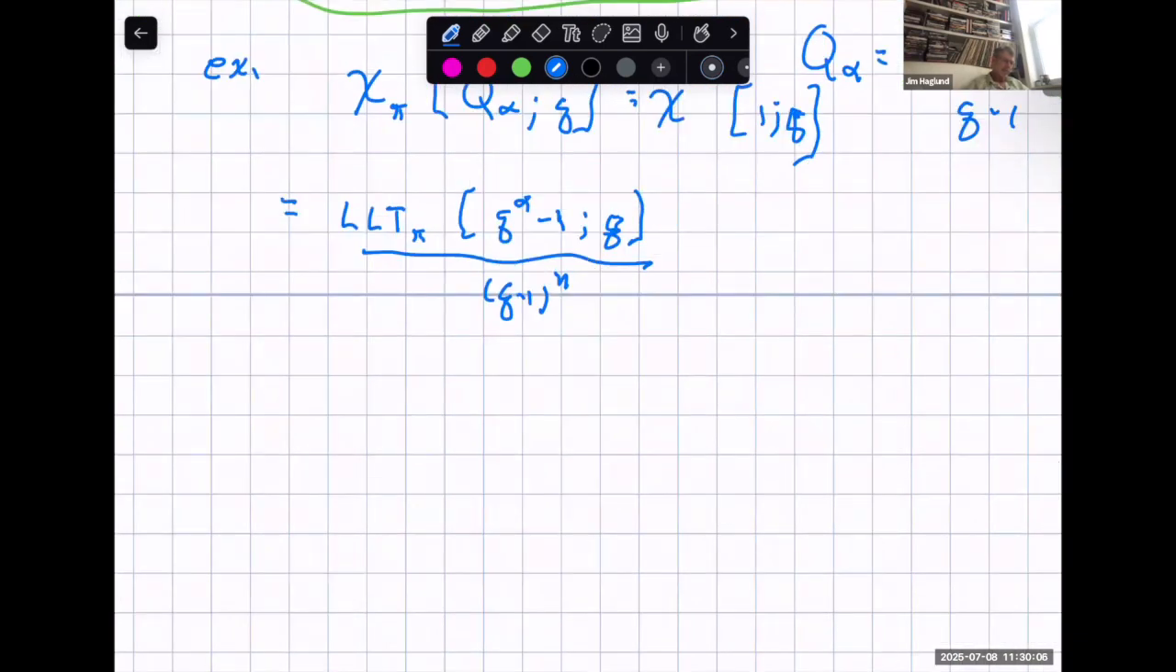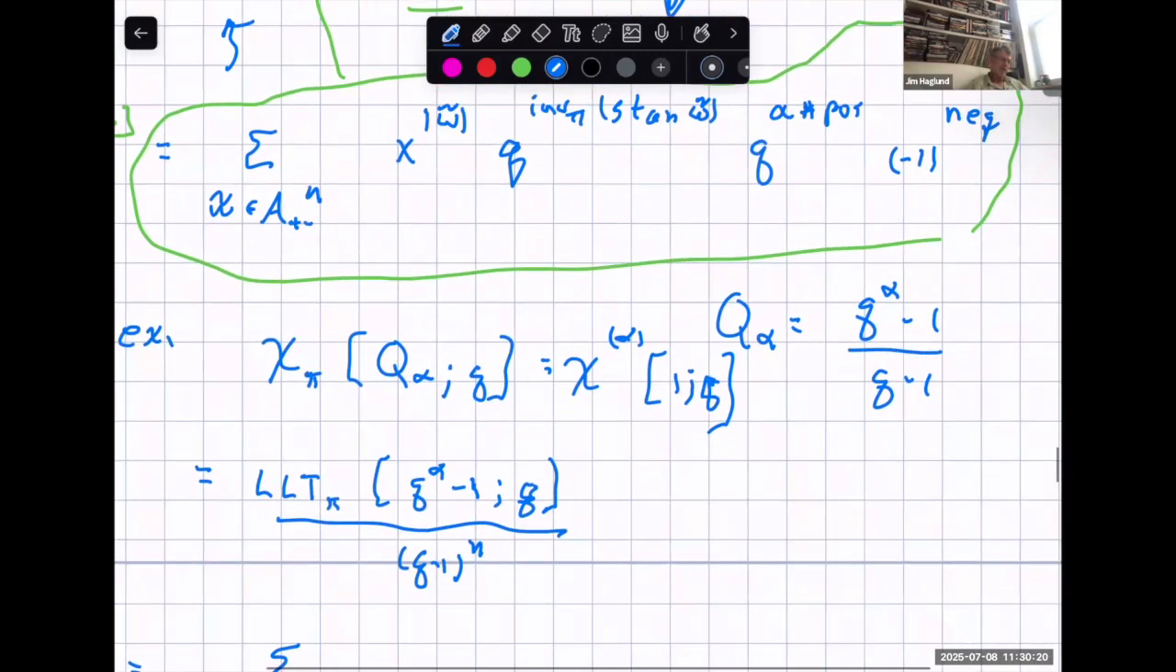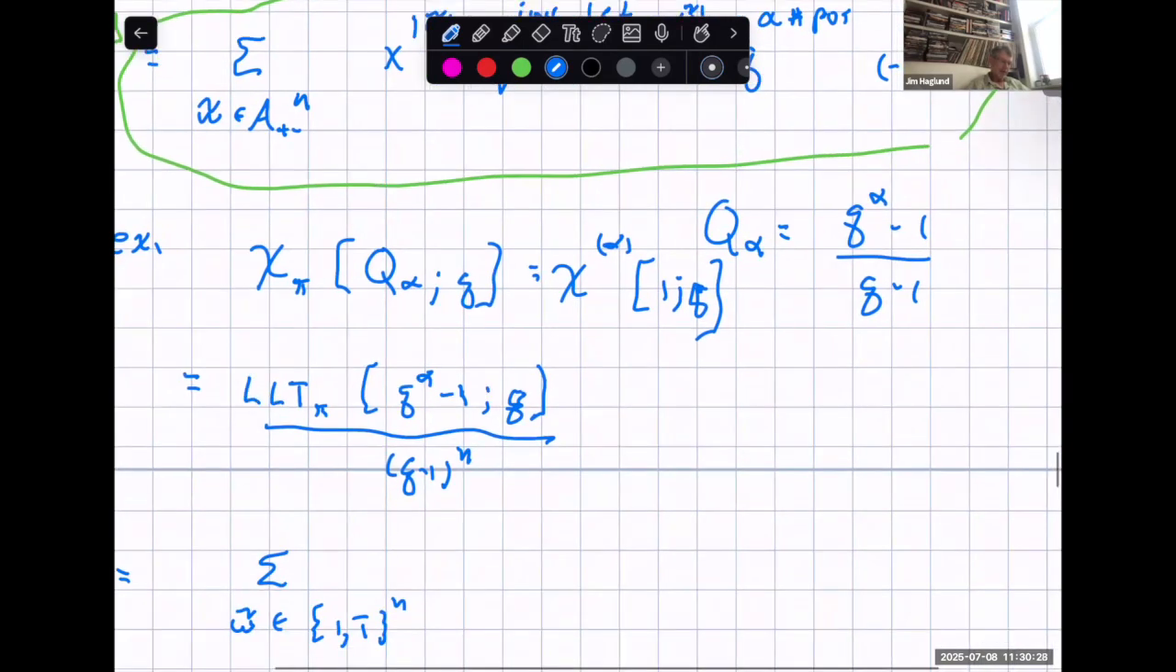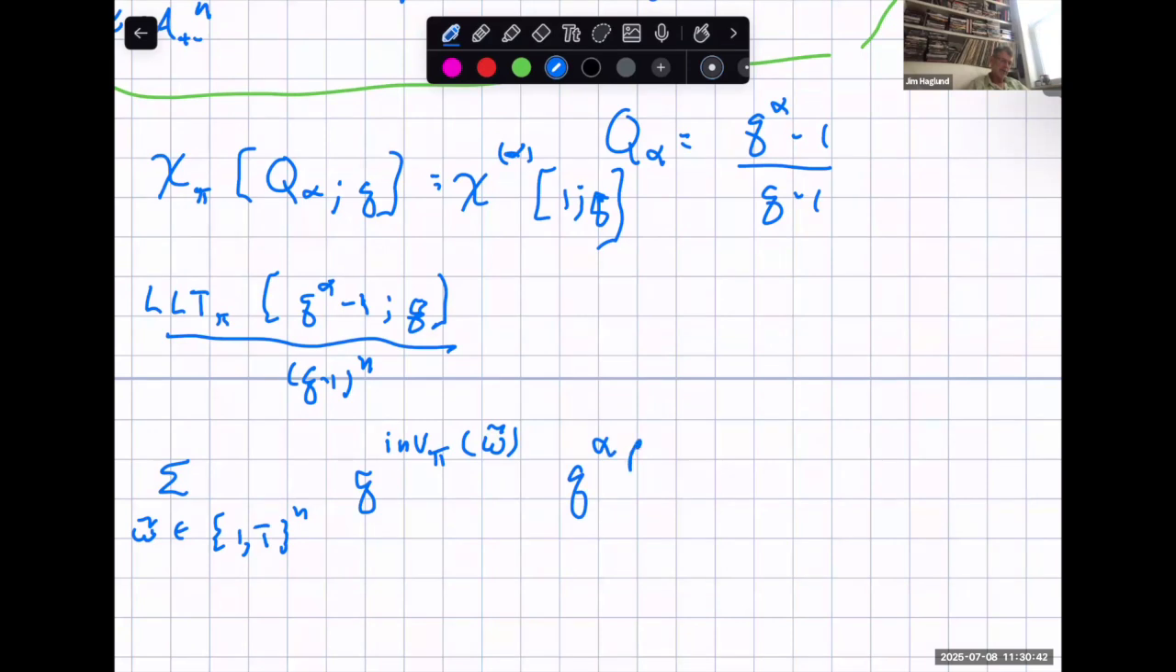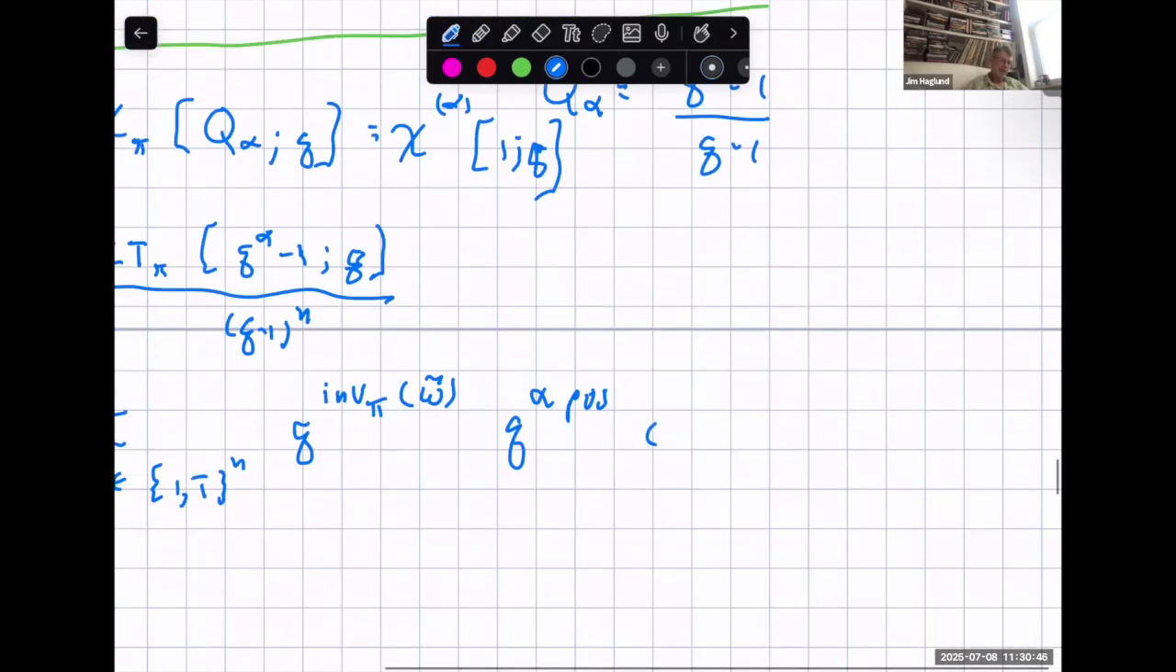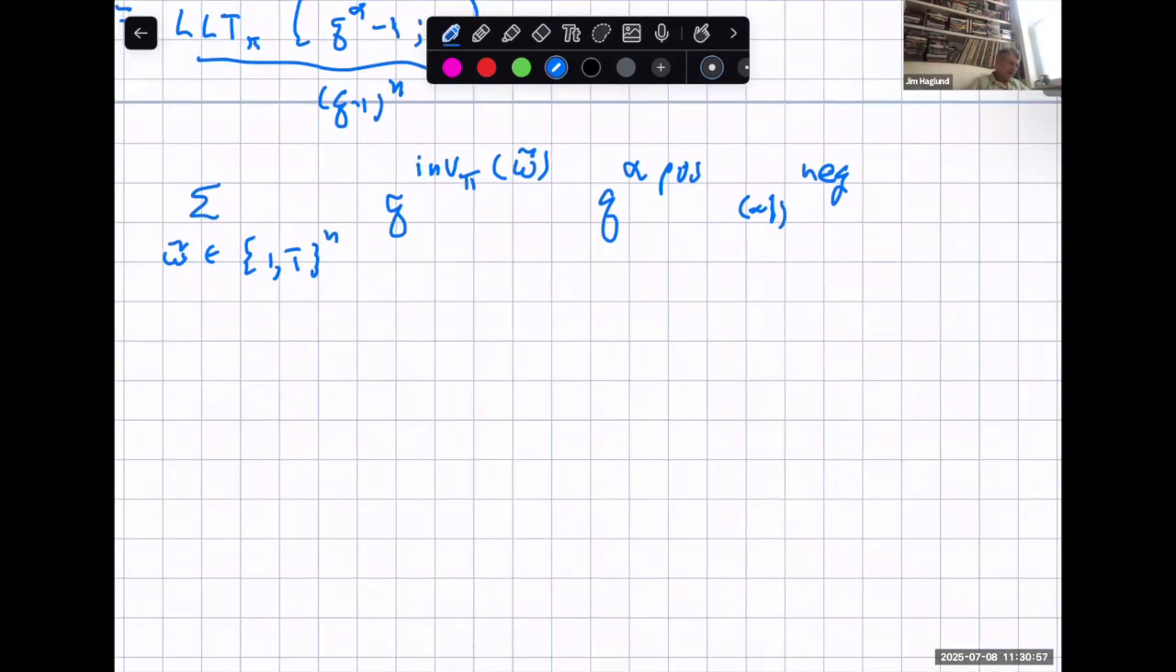So now there's actually only two. W twiddle is in 1 bar to the n. And then we have this stuff here. So the x to the absolute value is just 1. But then you have q to the inv of w twiddle, which of course is the same as the standardization. And you have q to the alpha to the number of positives, and minus 1 to the number of negatives. Okay. All right, so how do we do that?